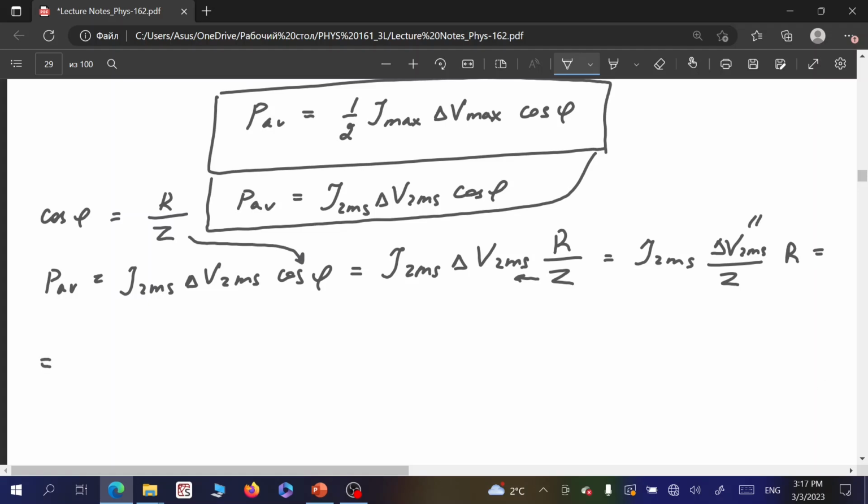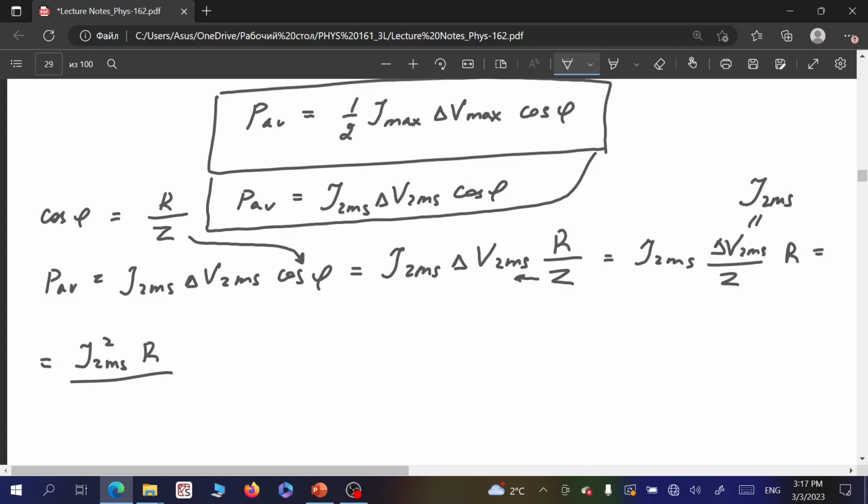So eventually, what will this give us? Delta V RMS divided by impedance. Which current? Exactly, it will be IRMS. So now we have IRMS square times R.